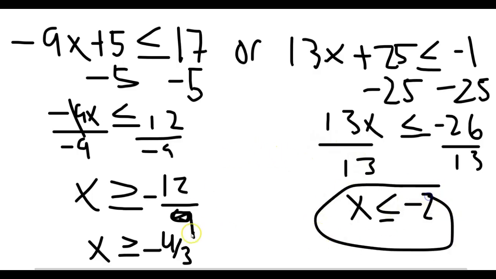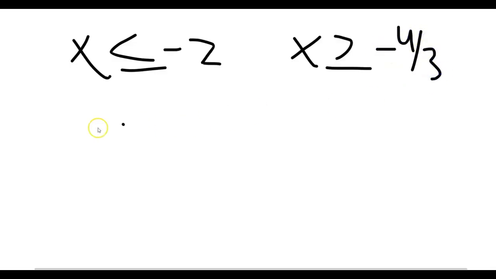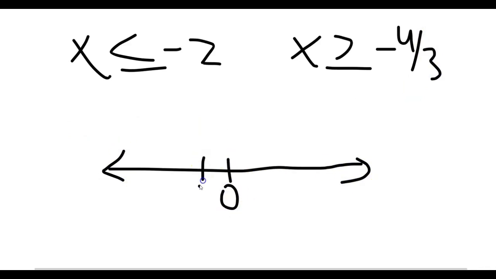So let's bring these two answers over to the next page and I will show you how to put it on a number line. So our answers were x is less than or equal to -2, and then x is greater than or equal to -4/3, sorry. Let's do our number line, and we'll have 0 here, and then -1, -2, -3, and then just 1, 2, and then 3. So let's do this one first.